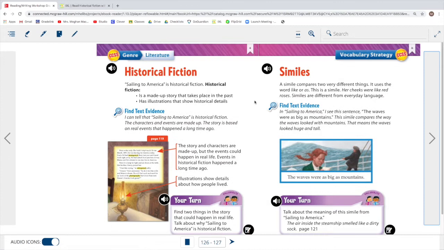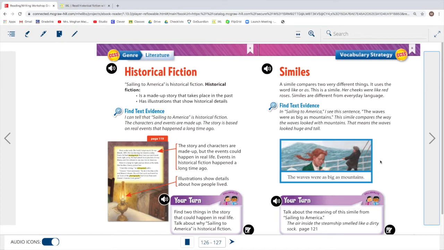This week, our genre is historical fiction. Sailing to America is historical fiction. That means it's a made-up story that takes place in the past. And a lot of those pictures help us show historical details. For example, we know that it was the year 1895, and we can see this lamp that shows us how people would have lived. They wouldn't have switched on a light switch. They would use this lamp for light when it's dark outside.